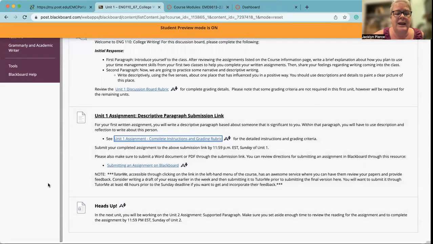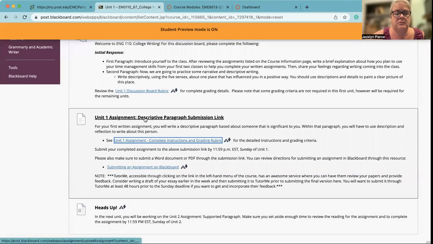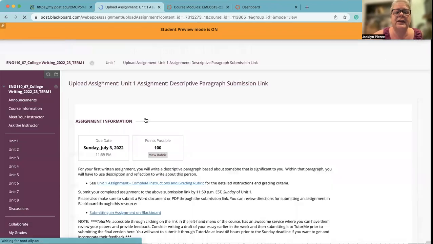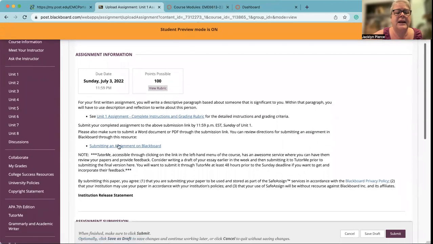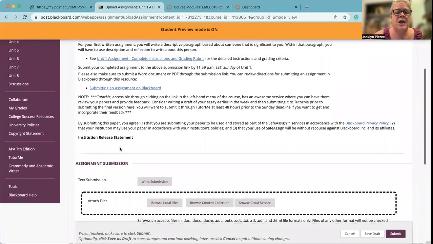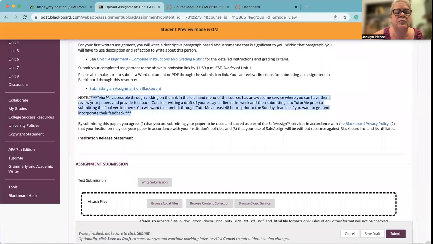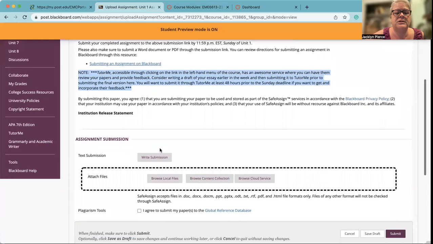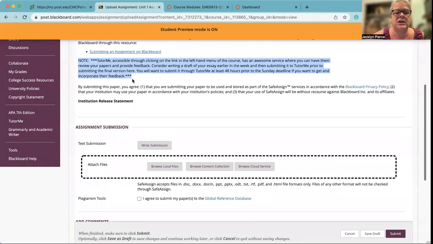When you are ready to turn in your assignment, I lost that word there for a second. You want to click on this link. And again, you've got links to all of the information, including the rubric, the Unit 1 assignment, and submitting assignments on Blackboard. Read this information about TutorMe and be thinking about using TutorMe as an additional piece of information.